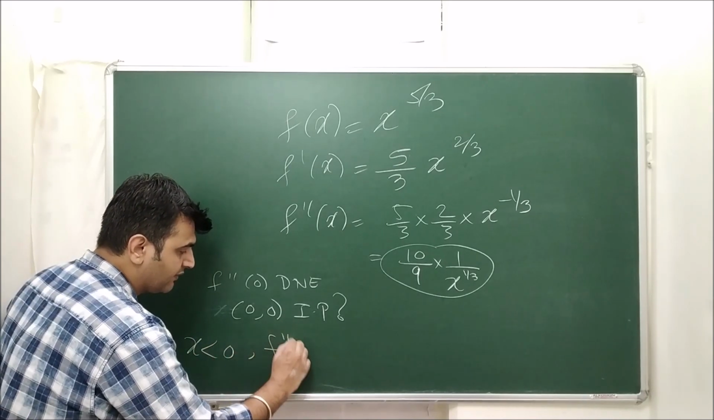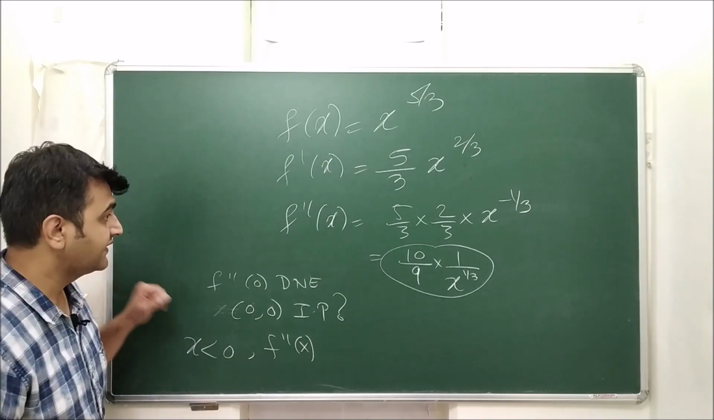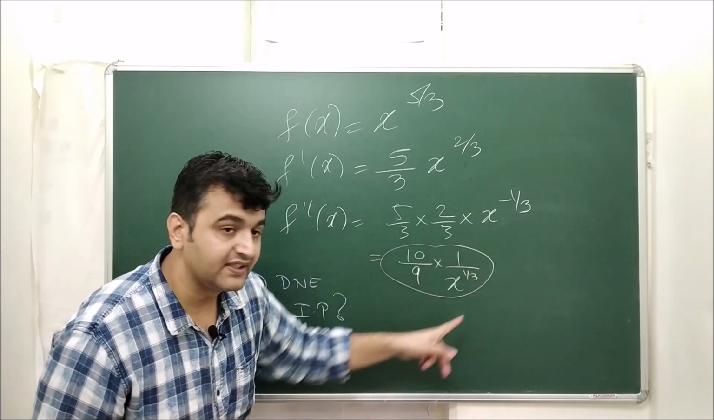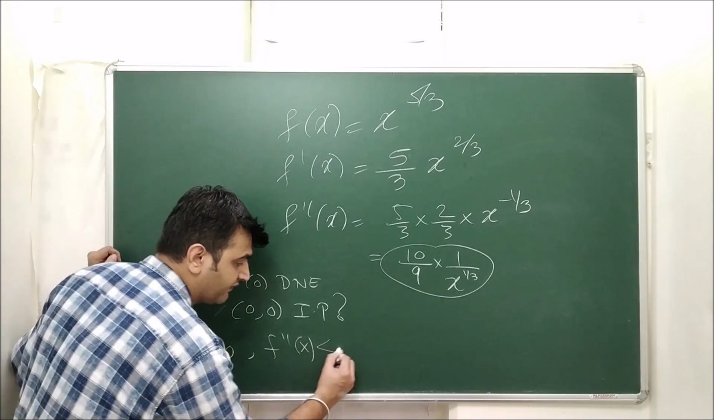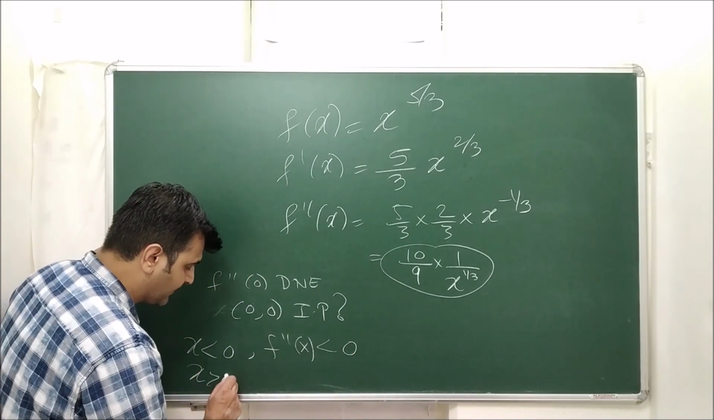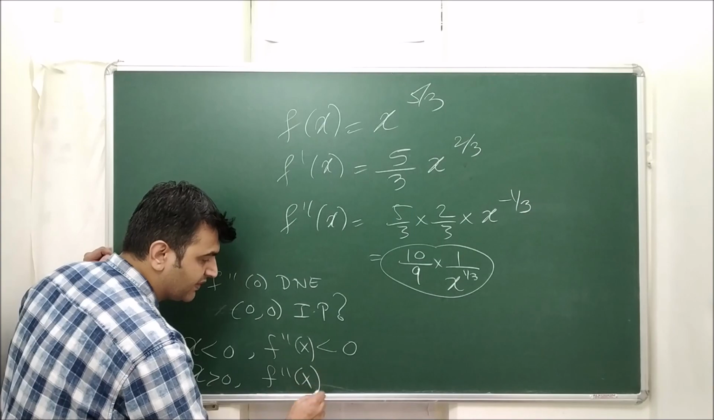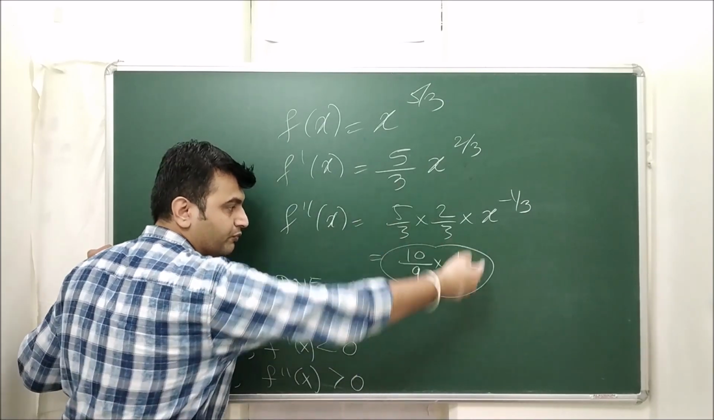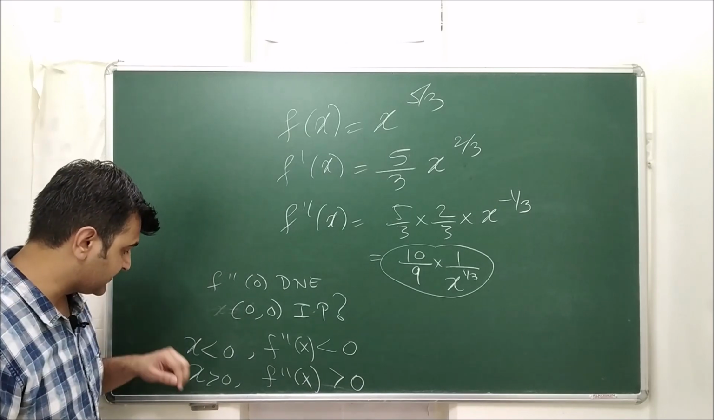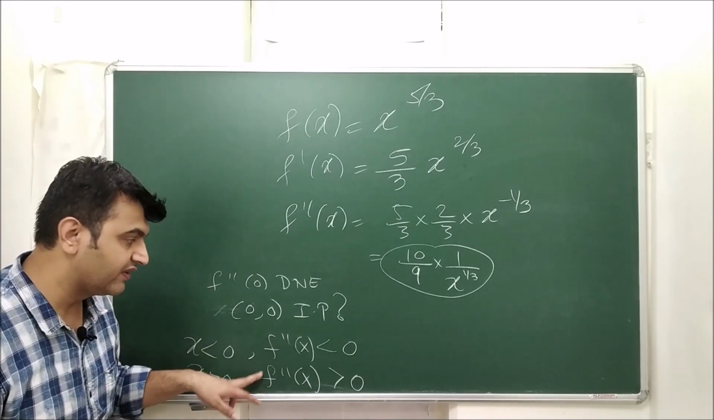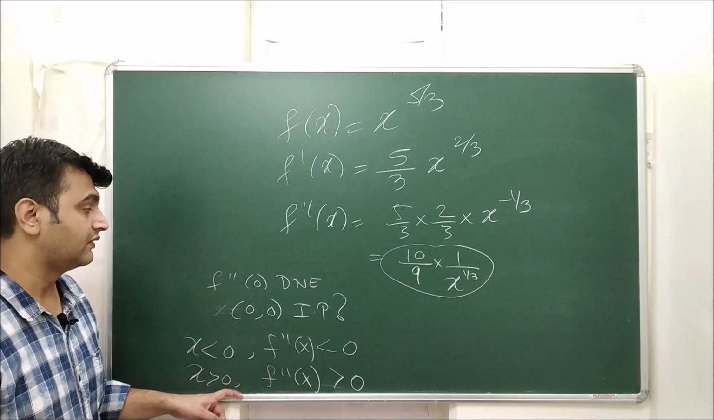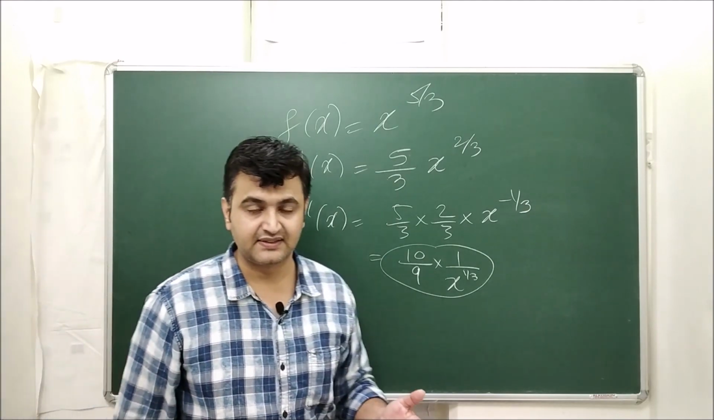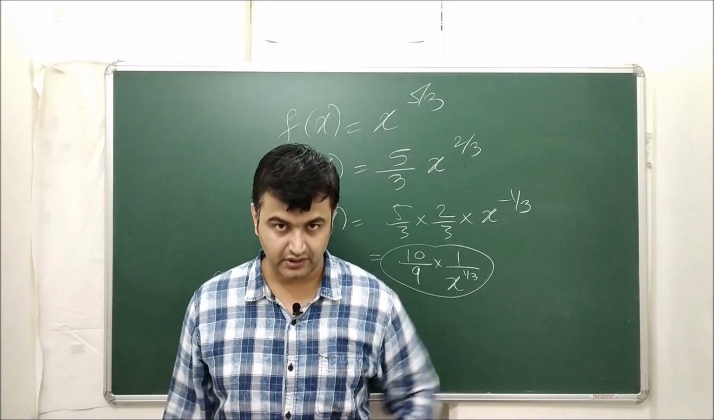What is the sign of f double dash? When x is negative, its cube root is negative, so the whole thing is negative. So when x is negative, f double dash is negative. For x positive, f double dash is positive, because the cube root is positive, so the product is positive. So yes, as you can see, at 0, f double dash is changing sign. Therefore, indeed, at 0 f double dash does not exist, but it's an inflection point.